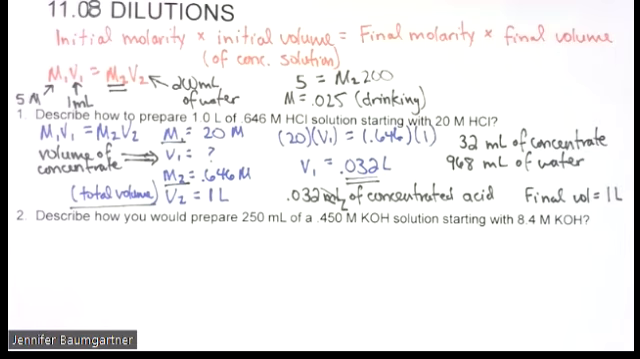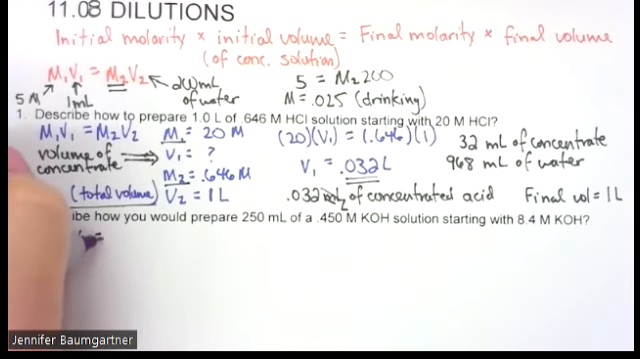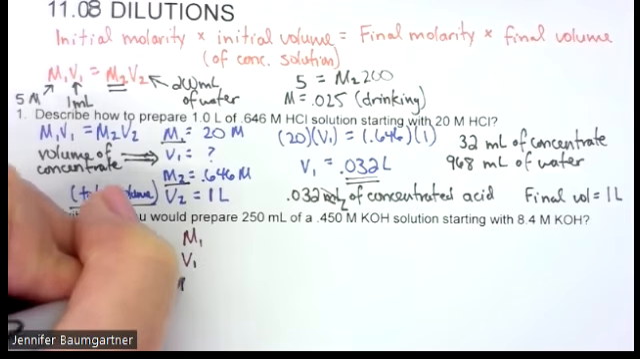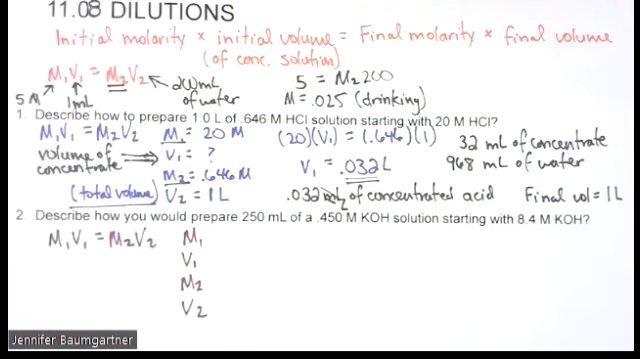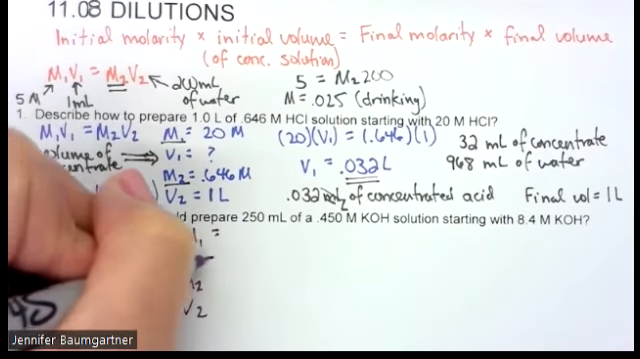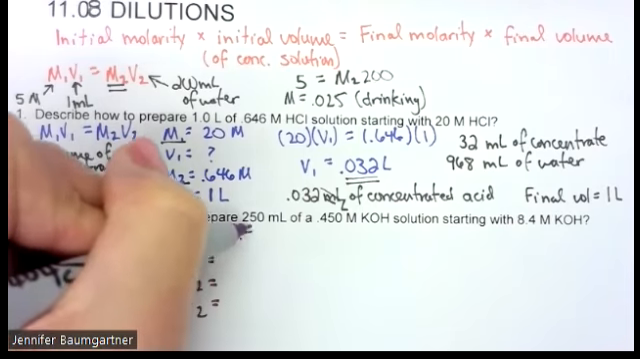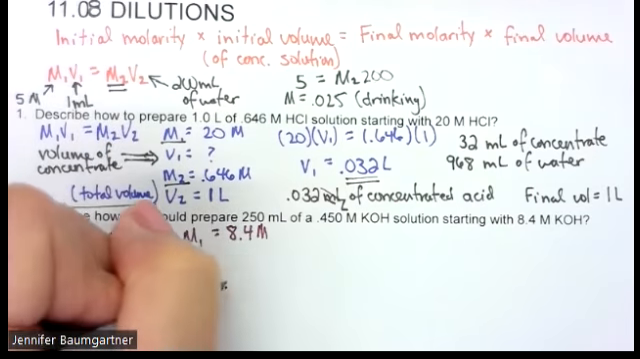Okay, the question says, describe how you would prepare 250 mils of a 0.45 molar potassium hydroxide solution, starting with 8.4 molar potassium hydroxide. I always start with the formula, M1V1 equals M2V2. So I have M1, V1, M2, V2. All right, I have 2 concentrations. I have 0.450 and I have 8.4. This is the more concentrated. This is what I'm going to use to prepare. Here's the 0.45 molar.